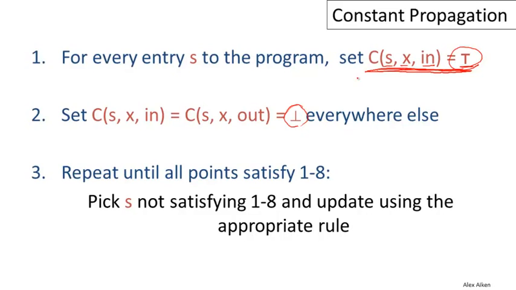And now what we're going to do is a kind of constraint satisfaction algorithm. We're going to pick some statement that doesn't satisfy one of the rules 1 through 8, and then we're going to update it using the appropriate rule. So we'll look for places in the control flow graph where the information is inconsistent according to the rules, and then we'll update the information to make it consistent with the rules.